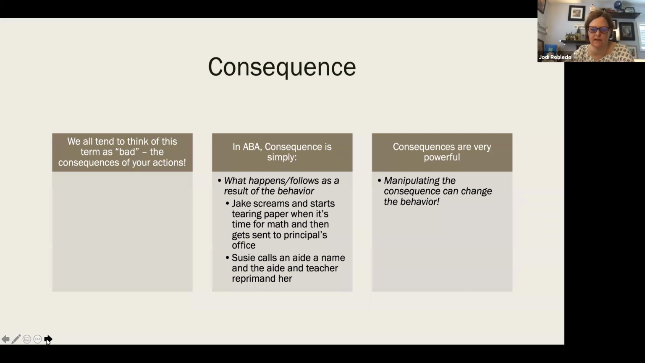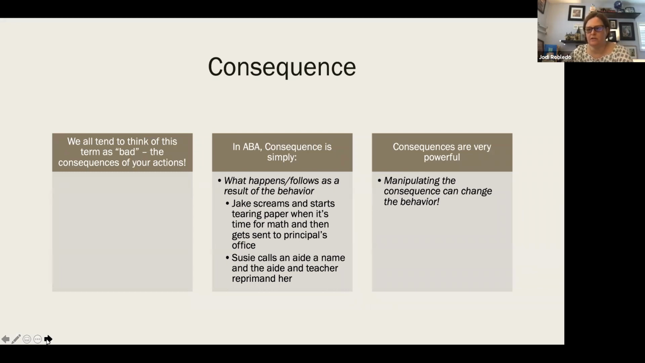Another example is Susie calls an aide a name, and the aide and the teacher reprimand her. So we might think that this consequence is a punisher because we're reprimanding her. But in fact, it might actually be a reinforcer because the purpose or the function of the child's behavior may have been to get attention, either positive or negative attention. So what we see possibly sometimes as punishment procedures actually serve as reinforcement. We don't know that though, unless we do some detective work to figure out what might be going on in the child's behavior. So consequences are very powerful.